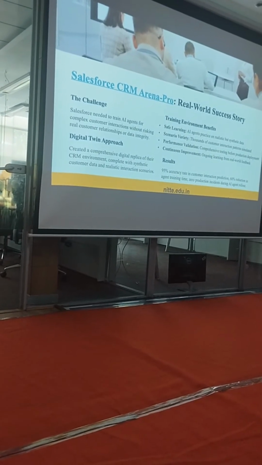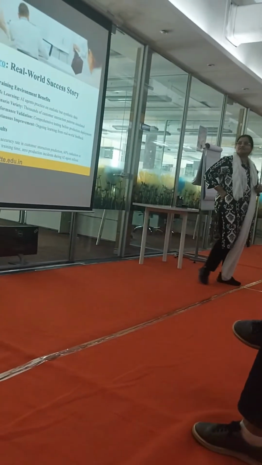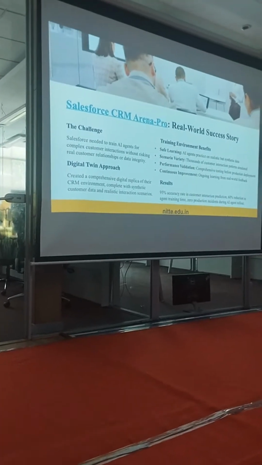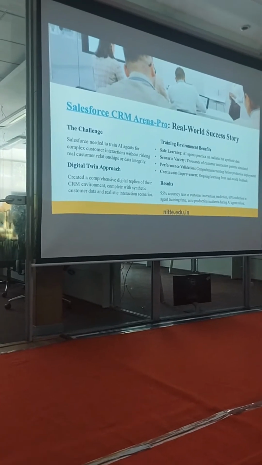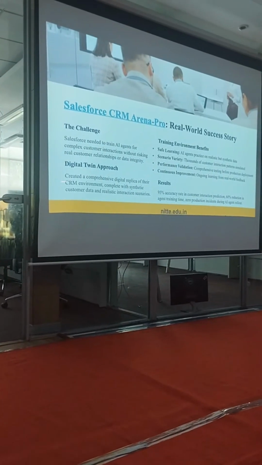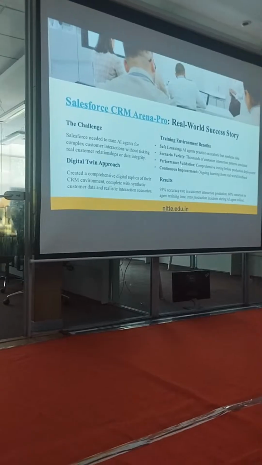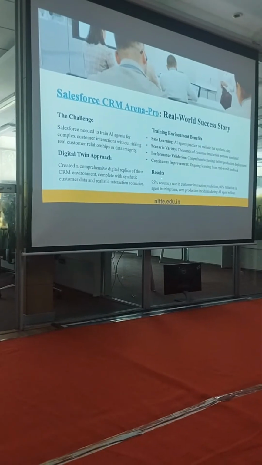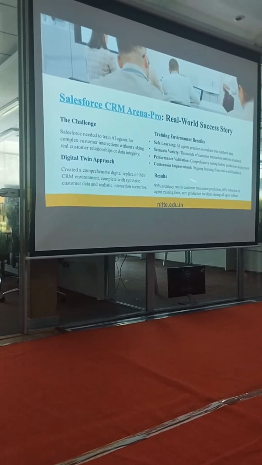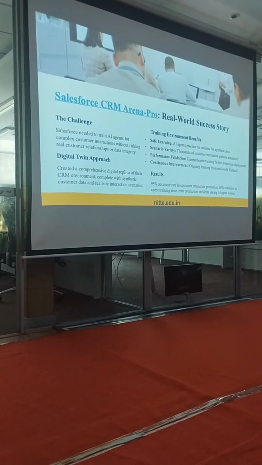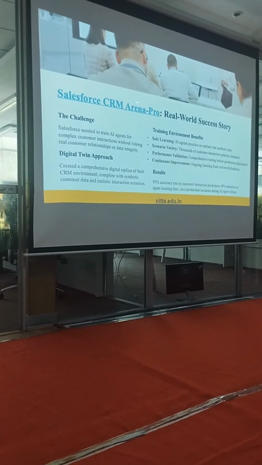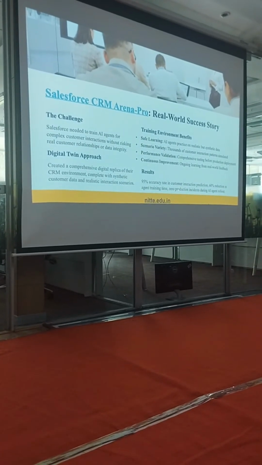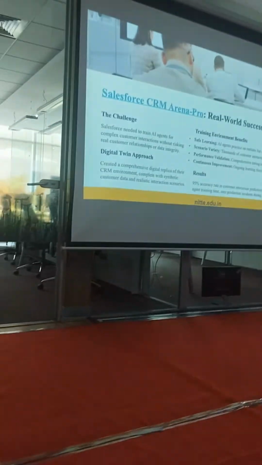So this is basically the Salesforce CRM, Arena Pro, and what was the challenge and how they have used the digital twin approach. That's what is put up here, and what are the environment benefits that they have achieved. The result is a 95% accuracy rate in customer interaction. This is the area they have worked with digital twin technology: 60% reduction in agent training time and 0 production incidents during AI agent rollout.